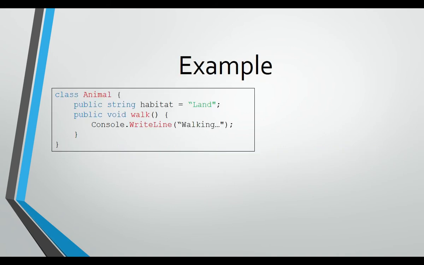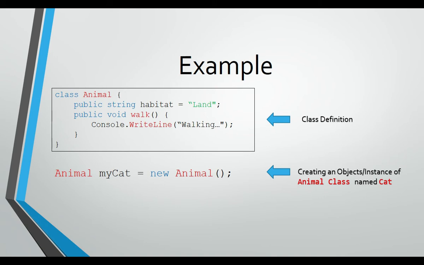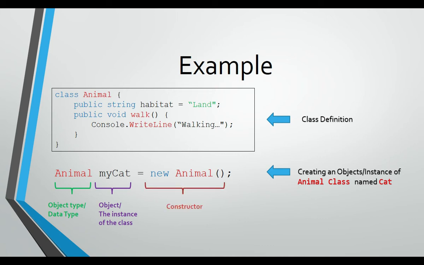Let's see an example of how to create an object out of a class. Here we have a definition of a class named animal, and then we have a piece of code containing the object type stating that the myCat will be an object from the animal class. So it means that myCat here is an instance of an animal. And in order for us to create a new object, we have to call the constructor. The way to do it is by typing the new keyword together with the name of the parent class, which in this case is the animal.